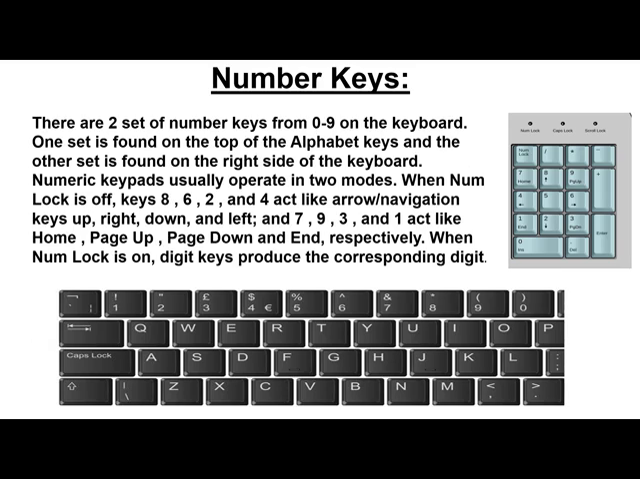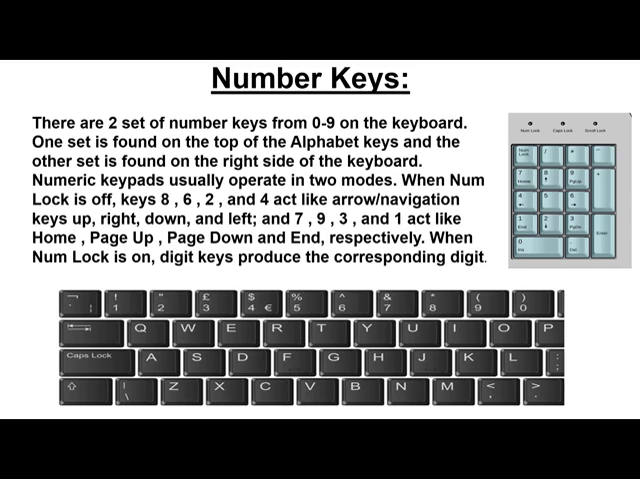Let's learn about number keys. There are two sets of number keys from 0 to 9 on the keyboard. One set is found on the top of the alphabet keys and the other set is found on the extreme right hand side of the keyboard. Numeric keypads usually operate in two modes. When number lock is off, there is a key of number lock on the keyboard.